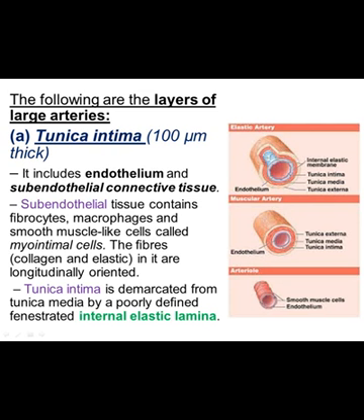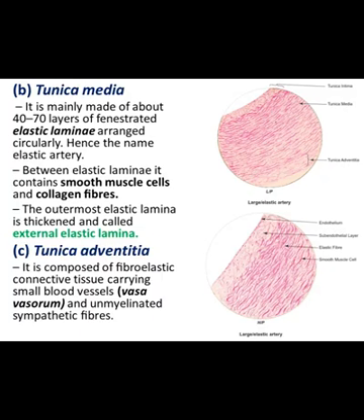The subendothelium contains fibrocytes, macrophages, and smooth muscle-like cells called myointimal cells. And the fibers are collagen and elastic, and they are longitudinally arranged. Tunica intima is demarcated from the tunica media by a poorly defined fenestrated internal elastic lamina. This is tunica intima, this is tunica media, in between them is the internal elastic lamina.